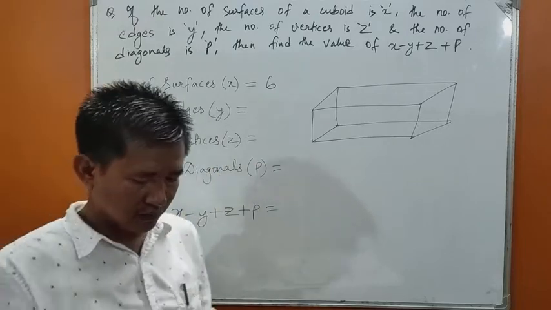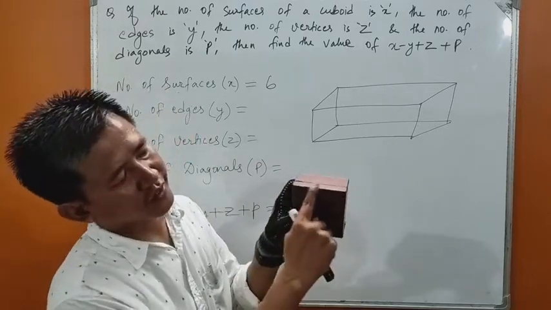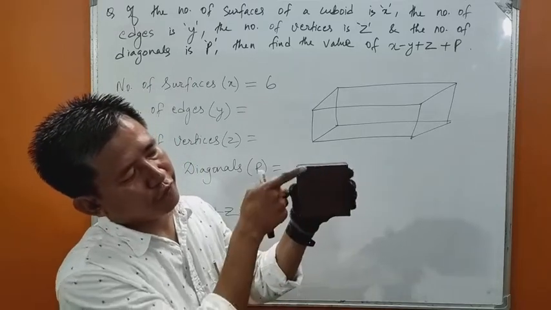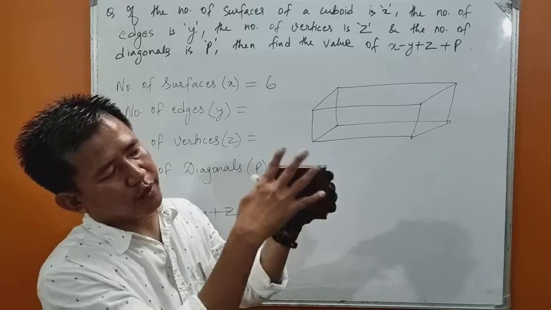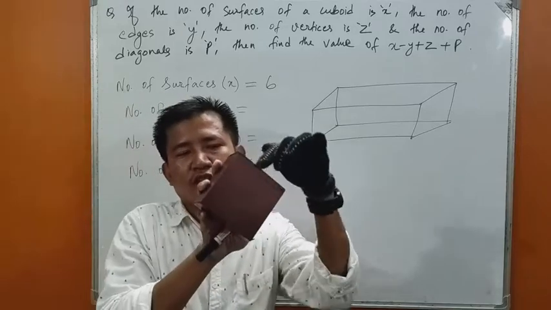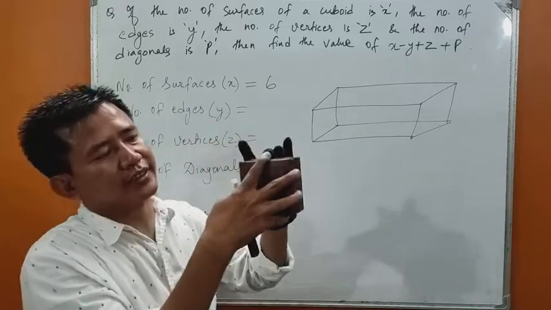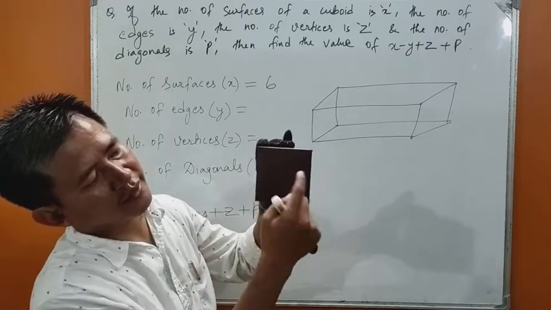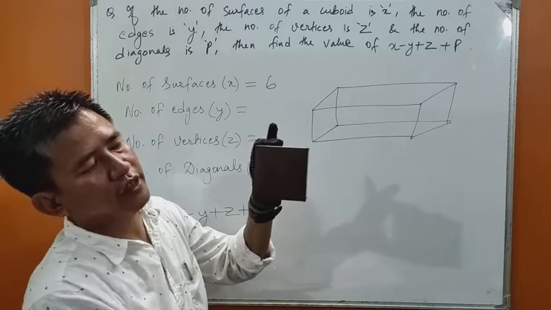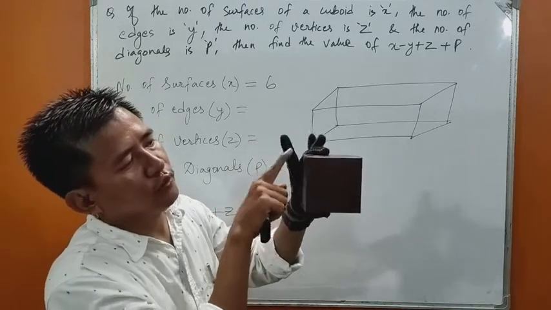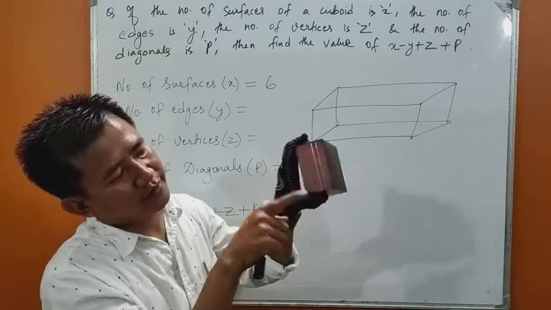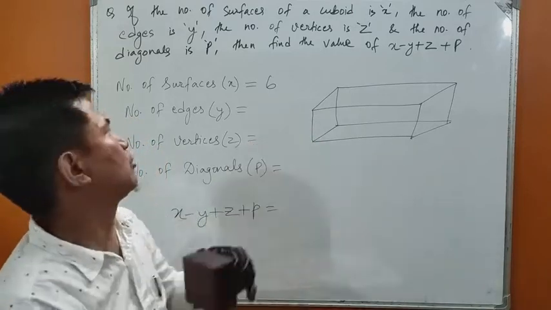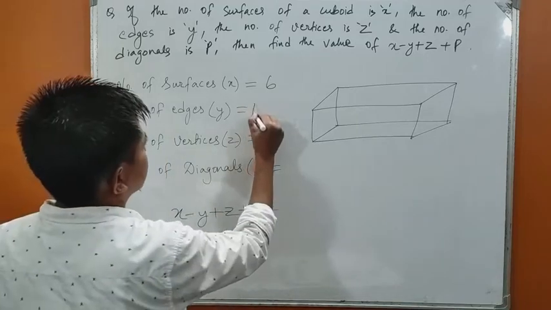Edges means the sharp part. This is called an edge. So how many edges? 1, 2, 3, 4. 4 edges in the upper part and 4 edges in the lower part. So altogether 8 edges. Then 4 edges here, 1, 2, 3, 4, and the same thing goes on the back side also. Then again here 9, 10, and the same thing, 11, 12. So there are 12 edges.